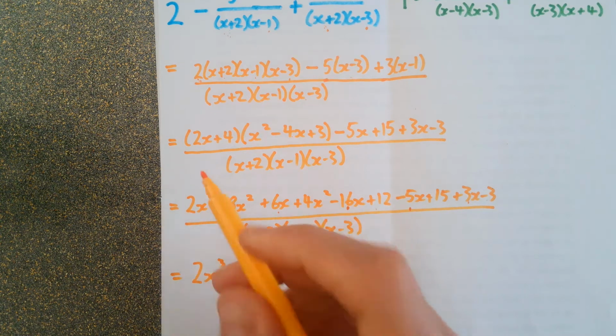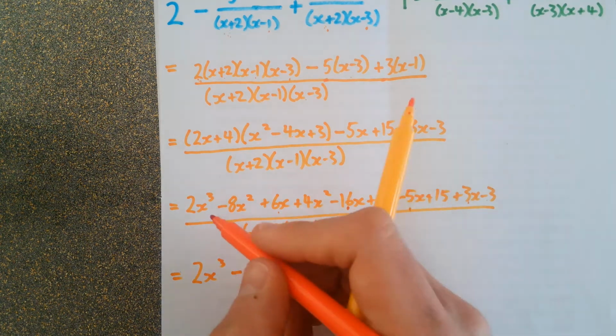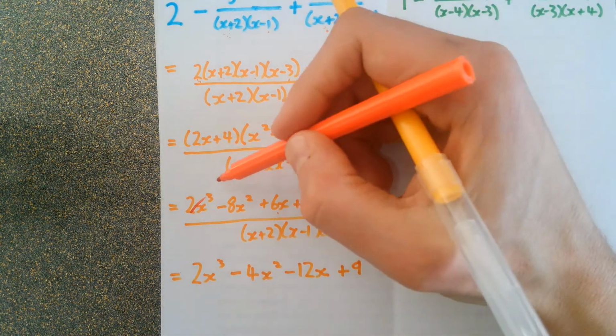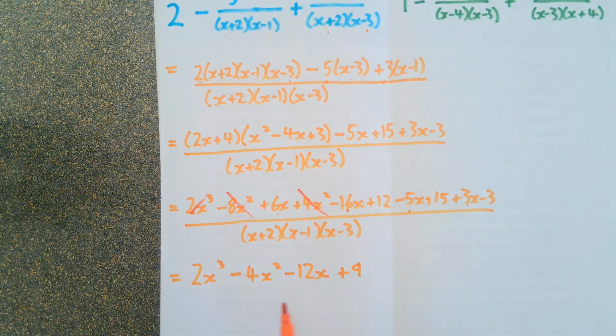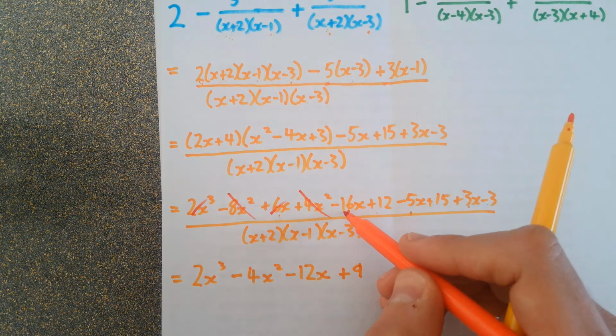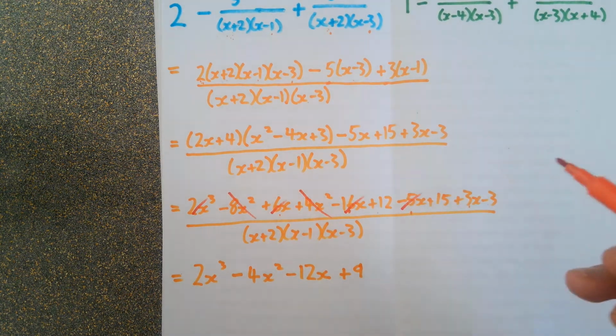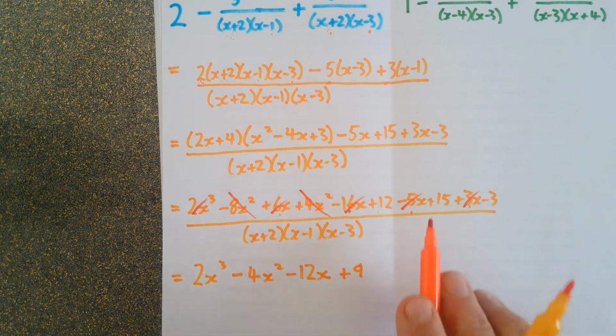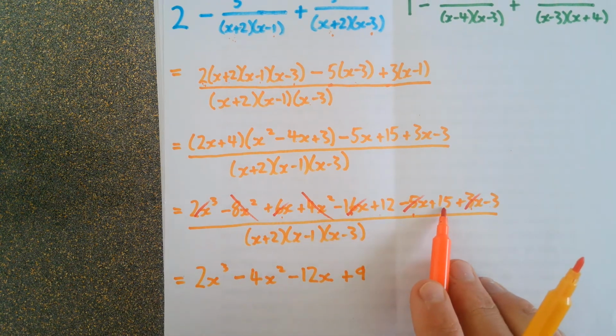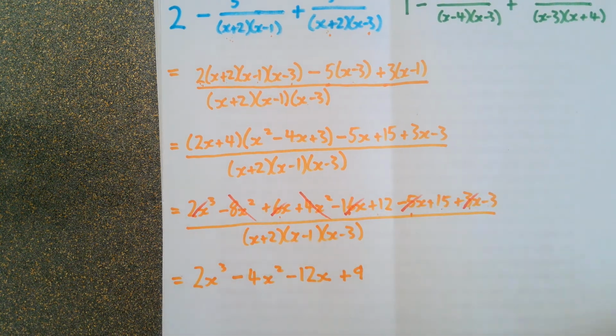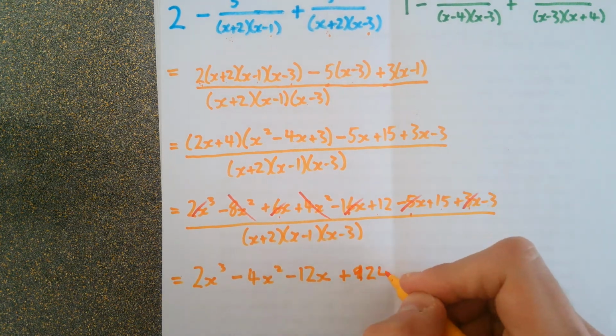Okay, let's just double check. It can help to cross them out as you do them. So we've got the x cubed, we've got minus x squared plus 4x squared, it's minus 4x squared. We've got 6 minus 16, it's minus 10, minus 15, minus 12. And then, see, this is why you check, because I've missed that 15. So 12 plus 15 is 27 minus 3, so that's 24.